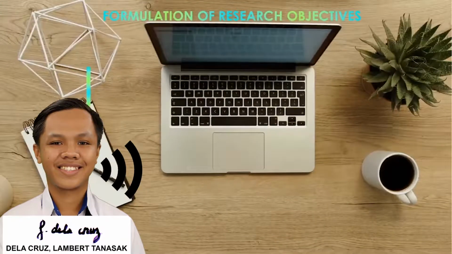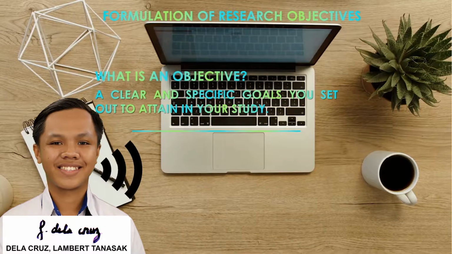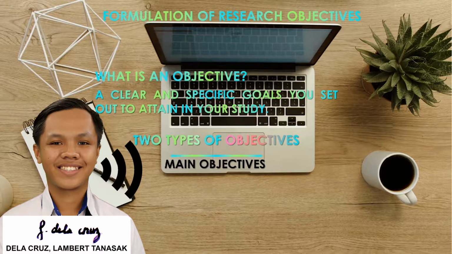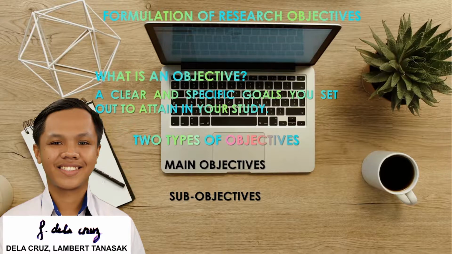And now, let us proceed to the objectives. What is an objective? Clear and specific goals you set out to attain in your study. And also, there are 2 types of objectives. The first one is main objectives, and the second one is the sub-objectives.